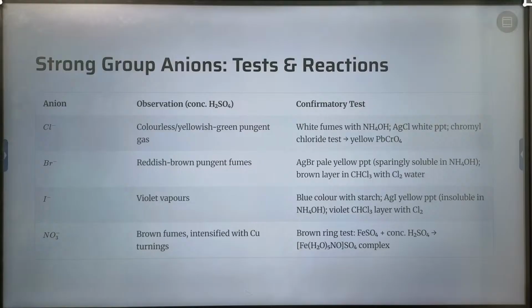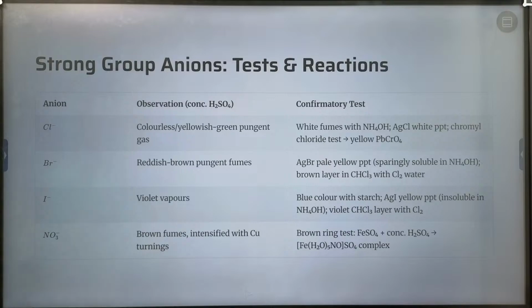And the confirmatory test for that is usually the chromyl chloride test. In the chromyl chloride test, we take the salt solution and treat it with potassium dichromate and concentrated sulfuric acid. During that process, it produces chromyl chloride, which is CrO2Cl2. That chromyl chloride is reddish orange in color. And when you pass those reddish orange colored vapors into water, you will get a reddish orange solution. So that is said to be the chromyl chloride test.